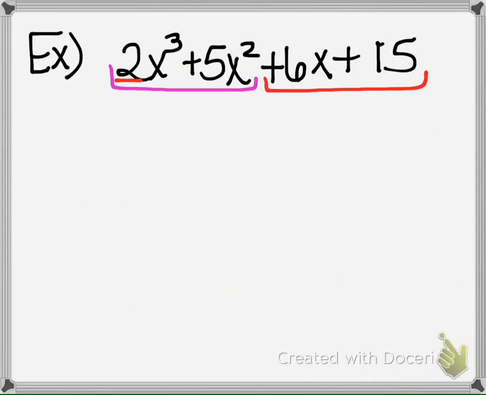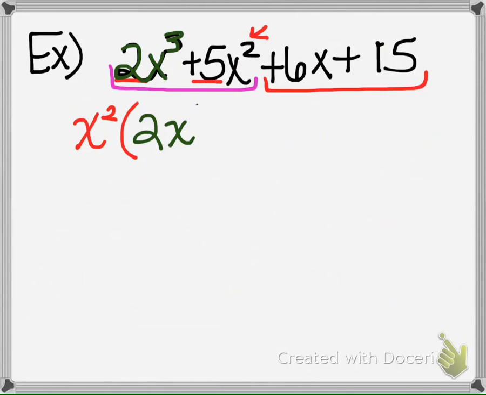So we look here, and there's a 2 and a 5, and nothing goes into 2 and 5 other than 1, but they have x's in common. So we take the one that has the smaller exponent, which is x squared, and then x squared times 2 would get us this, and then x squared times x would get us the x cubed part. x squared times positive 5 would get us this, and then x squared, we don't need anything else, so if we distribute this here, we'll get this.